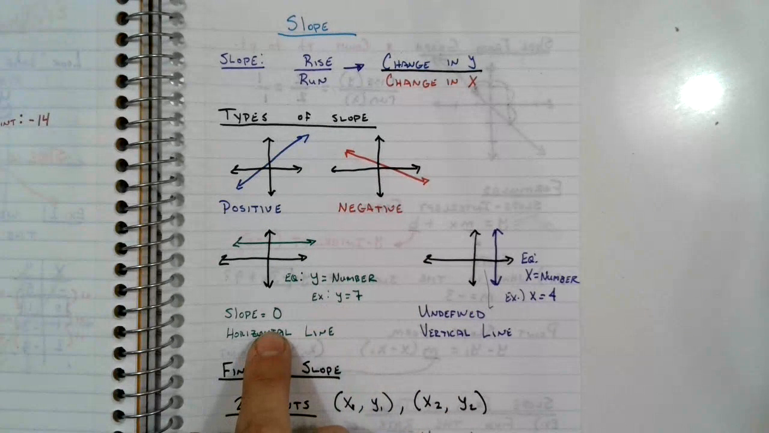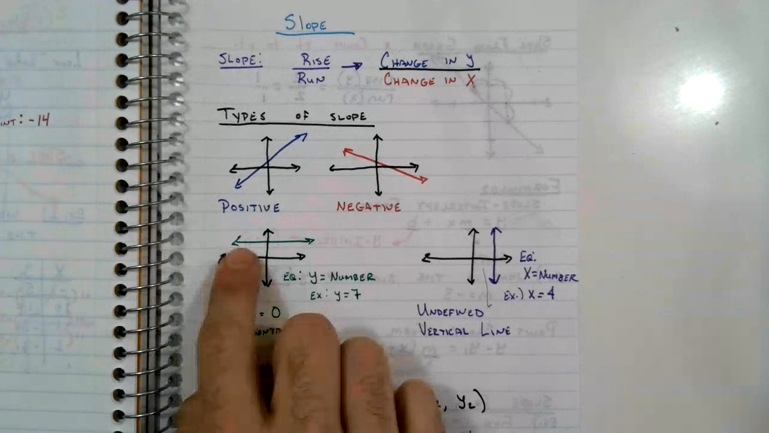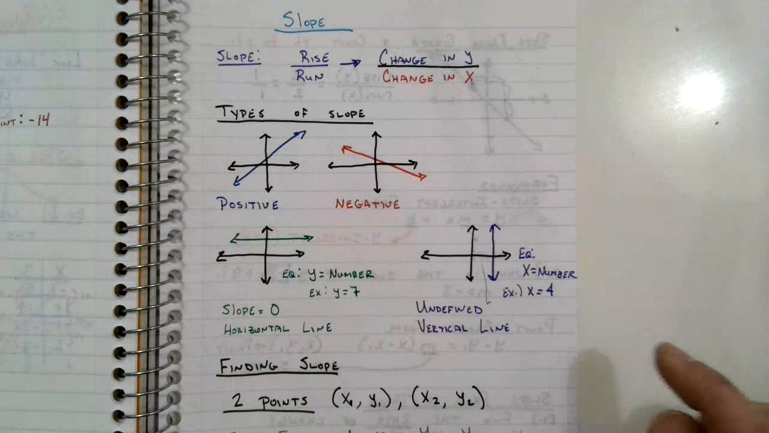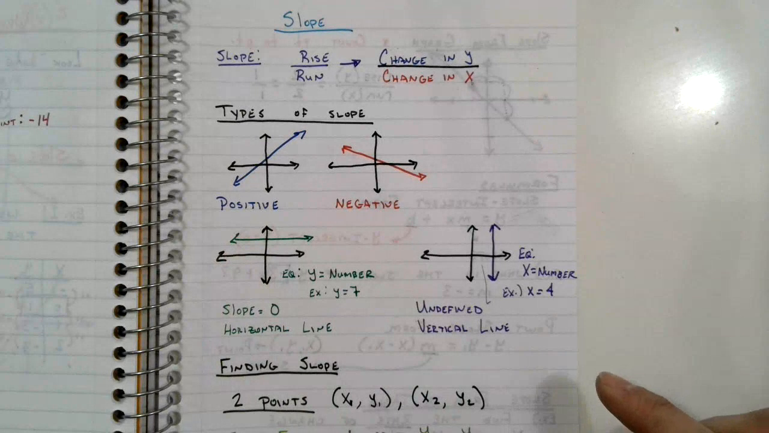Slope of 0, you can have a slope of 0, but it's a horizontal slope. Undefined slope. It's kind of like a vertical wall. You cannot jump on a wall. Okay? x equals a number. If you see x equals a number, that should automatically tell you it's an undefined slope. Okay? Can't happen.